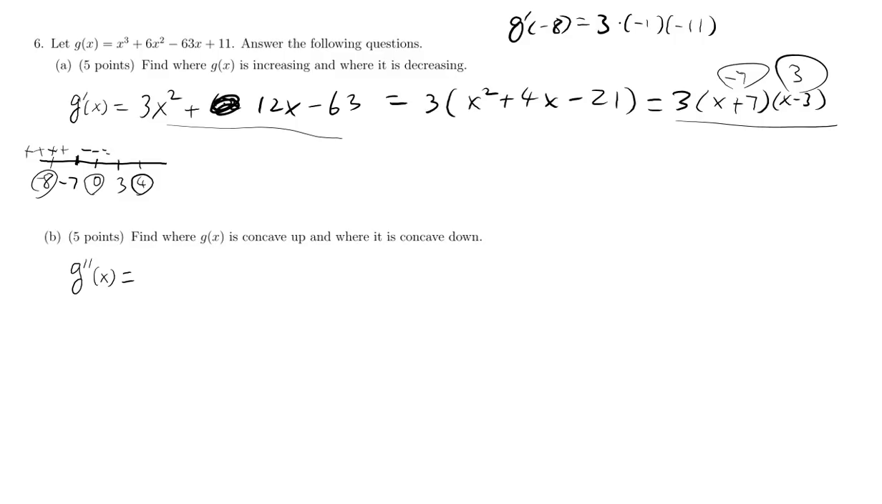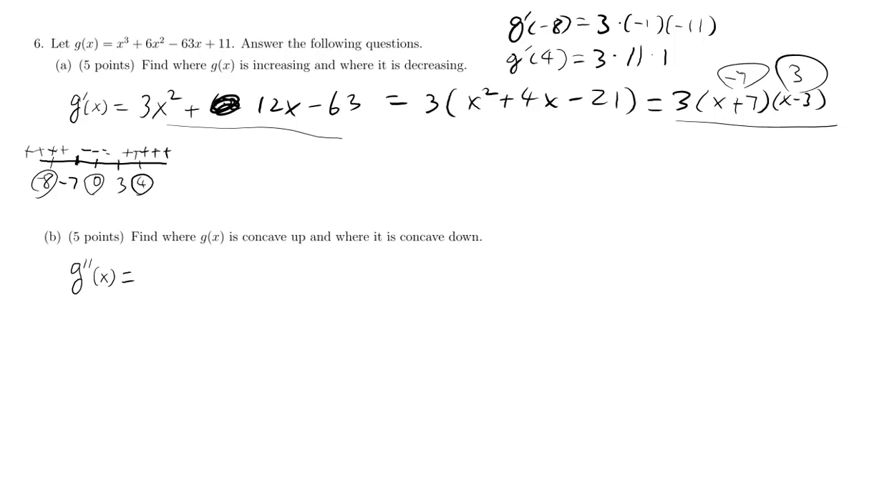When you plug in 4, again, we plug it in here. g prime of 4 gives you 3 times (4 plus 7), which is positive 11. 4 minus 3 is 1, so you get positive 33, and we get plus here. Okay, so once we have used all the sample points to determine the sign of g prime in each of these subintervals, now we are ready to draw a conclusion.